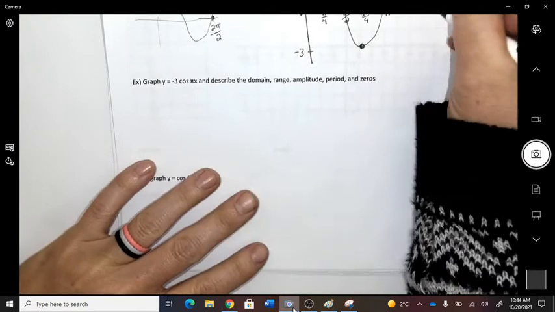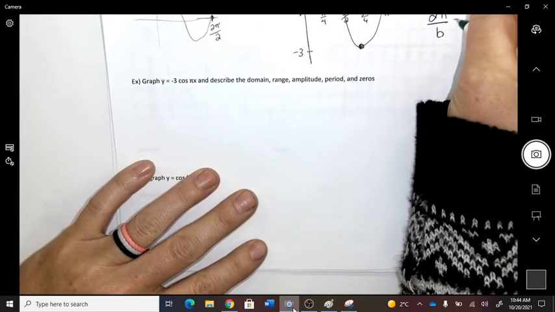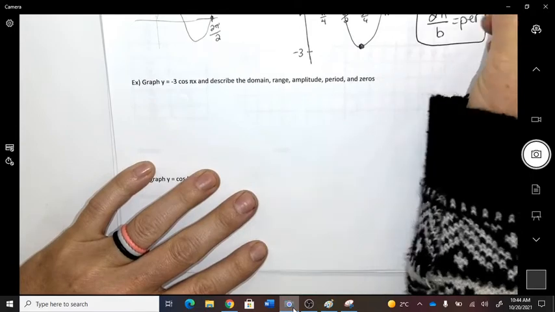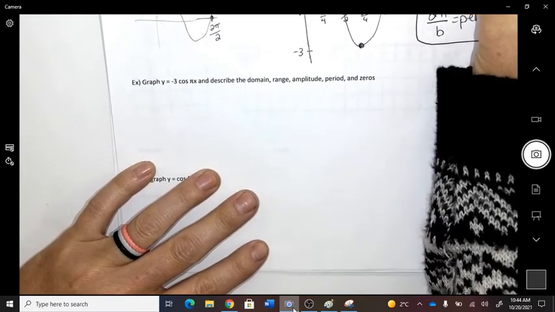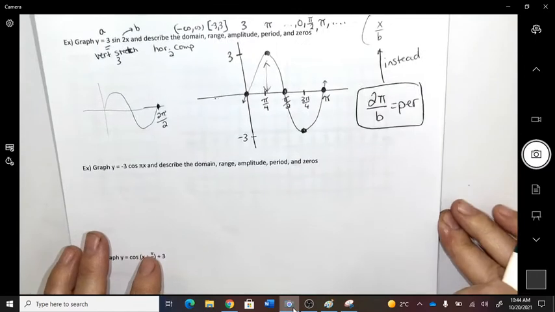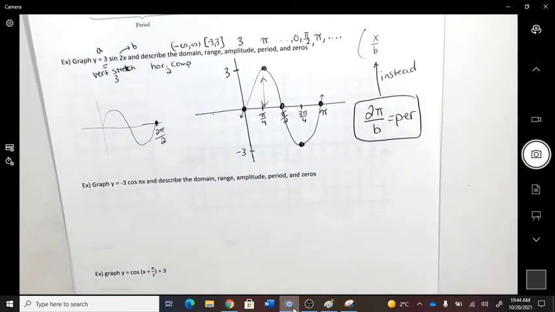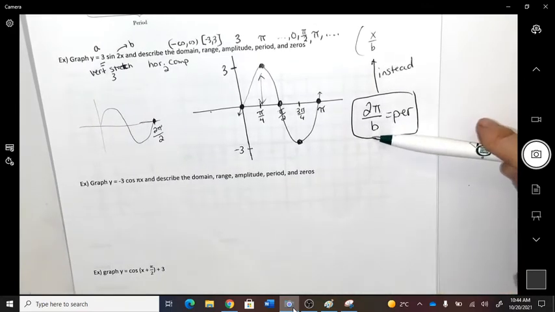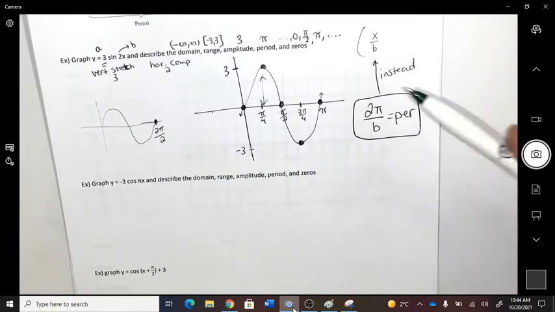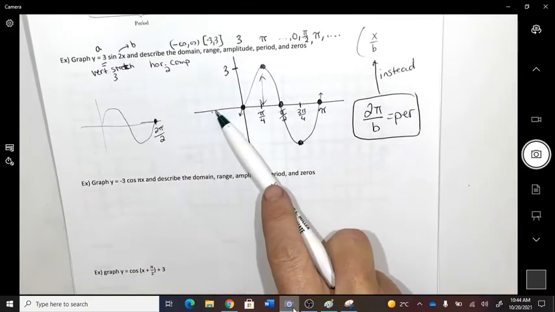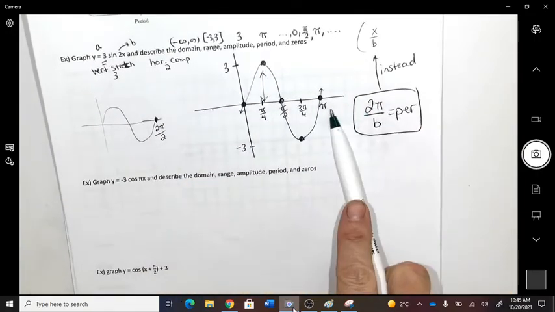I'm going to give you a little formula here. So normally we did this to coordinates. We did x divided by b. So when we're working with trig graphs, instead of dividing our x coordinates, we're going to take our period and divide it by b. Our normal period divided by b will equal my new period. So this normally would have a period of 2 pi, but it now has a period of pi.